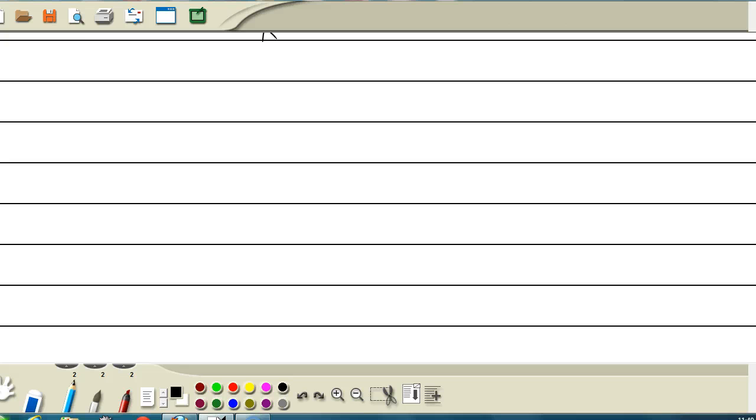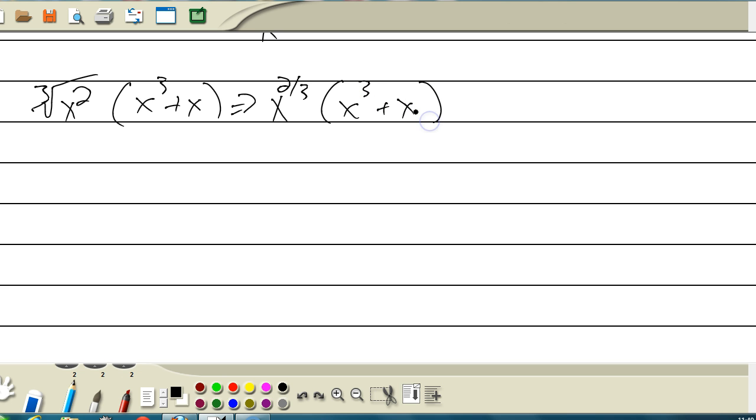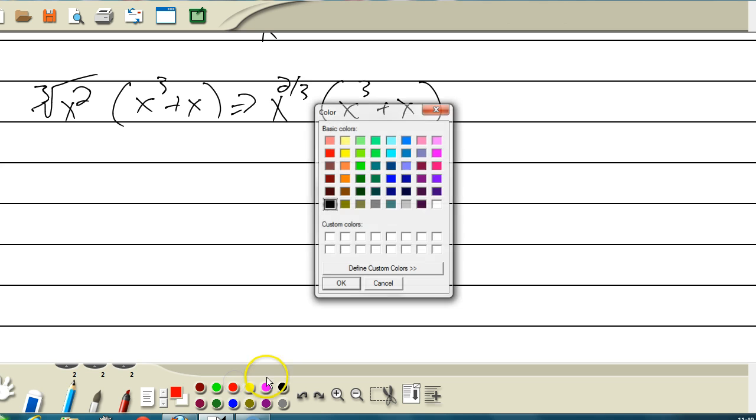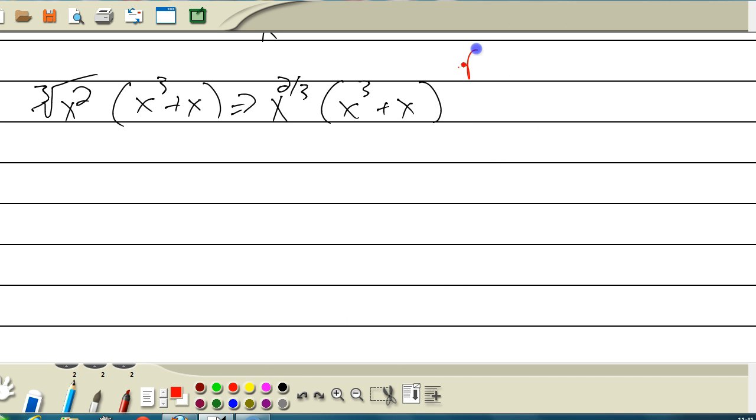So the next one is the product rule. It is the cube root of x squared times (x cubed plus x). Once again, we have to rewrite this in exponential form, in terms of powers. So it was x to the 2/3 times (x cubed plus x). You could distribute the x to the 2/3 to both terms and you'd be fine, but I think he wants us to use the product rule. The product rule says derivative of the first times g plus g prime times f.